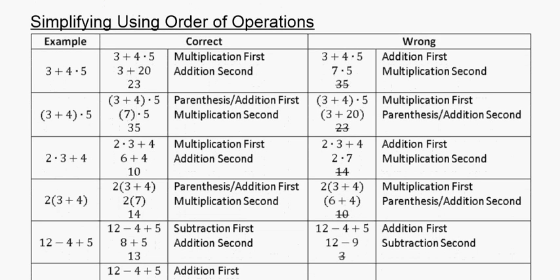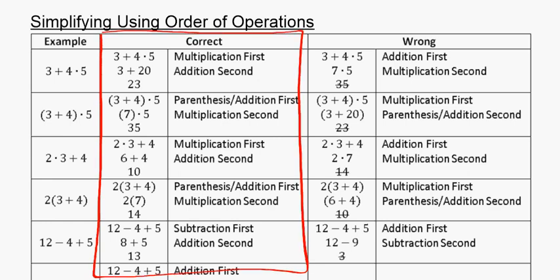So using order of operations, we're going to simplify each of the examples in the far left. In this column here, these are all correct ways of simplifying. Well, the ones on the right side, these are all wrong. So make sure you notice these answers are wrong. That's why they have little cross-throughs, strike-throughs.